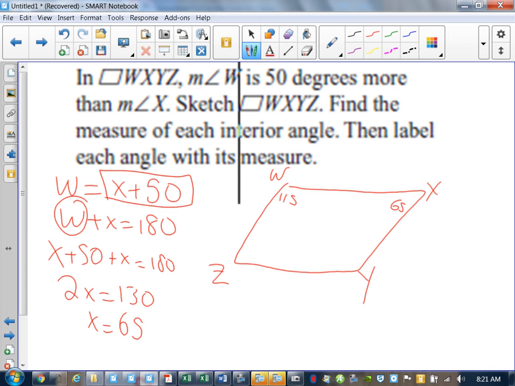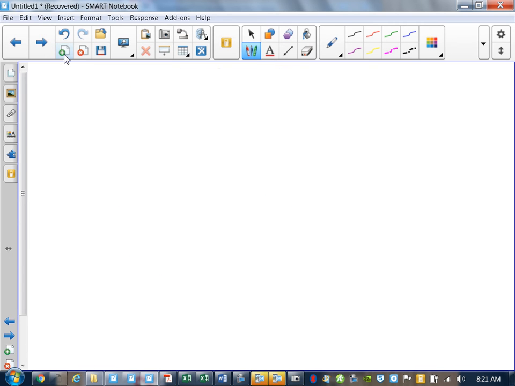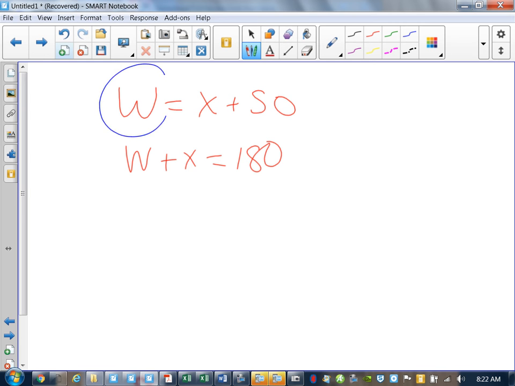What happened here was I set this up using what's called a system of equations. It says W is X plus 50. Since they're next to each other in a parallelogram, they have to be supplementary, which means if you take the two of them together, they would equal 180. Now I'm using what's called substitution. Everywhere I see a W, I can replace it with X plus 50.